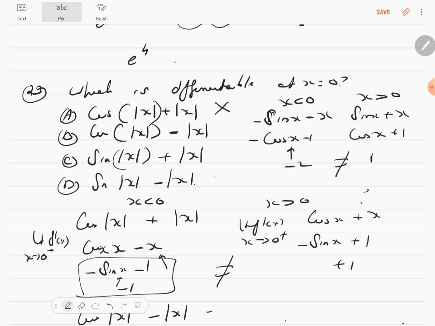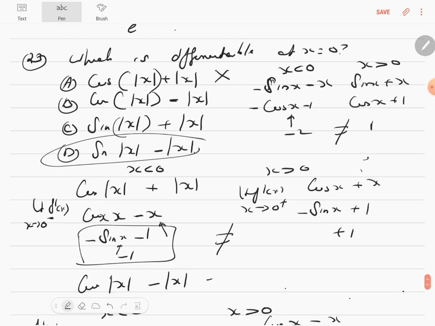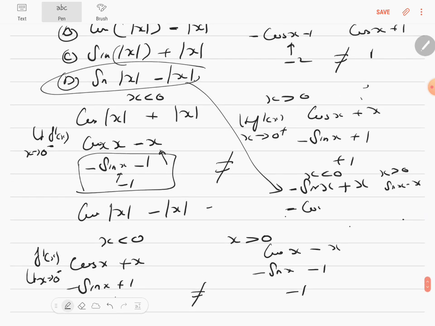Let's try the last one, the fourth one. If x is less than 0, it will be minus sin x plus x. For x greater than 0, it will be sin x minus x. Differentiating, you get minus cos x plus 1 on the left, and cos x minus 1 on the right. When you substitute x as 0, you get minus 1 plus 1, so the answer is 0, and cos 0 minus 1 is also 0. Therefore this is the only case, and so option number D is the right answer according to me.